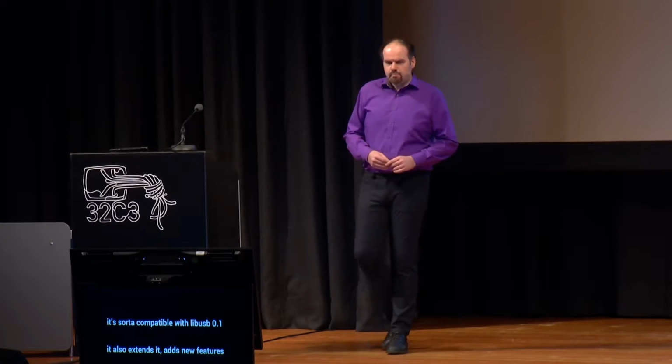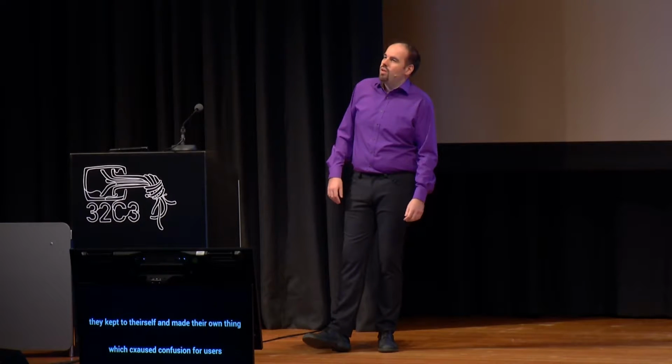They just kept to themselves and made their own thing, which caused some confusion for the users because all they knew was that the scanner software or digital camera software or whatever uses libusb, so what's the difference? Why do I need one or the other? And this, of course, only got worse when libusb 1.0 started working differently and started requiring programmers to do different things to use the new features, which libusb Win32 didn't support and never wanted to support, and development had stopped a long time ago. Then there's OpenUSB.